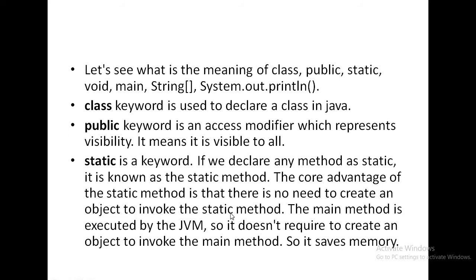Always in C++ or Java, if I call a method, how do I call it? Object name dot method name. But if I call the method without the help of an object, then I must declare the method as a static method. The main method is executed by the JVM, so it does not require creating an object to invoke the main method. So it saves memory.